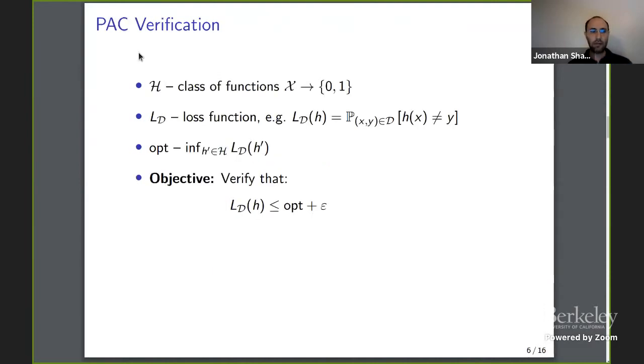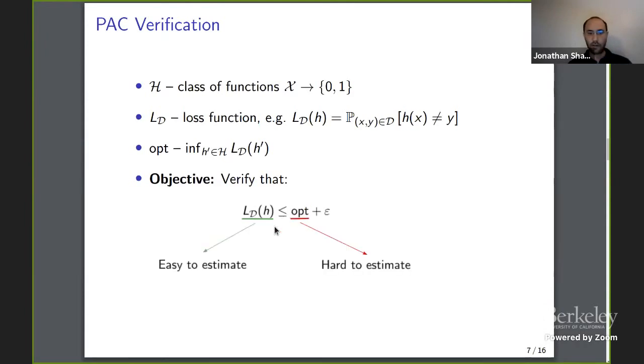Inspired by the definition of PAC learning, probably approximately correct learning, from learning theory, we propose a definition of PAC verification, which goes as follows. There's some class H of functions from a domain X to labels 0, 1, and there's a loss function, which for each hypothesis in the class tells us how well or badly it performs in predicting the labels. The objective is to get low loss. And there's this number, opt, which is the best possible loss that one can achieve using a hypothesis from the class H. So this is the minimal possible loss. The objective of the verifier is to output a hypothesis that with high probability satisfies this inequality, which says that the loss of the hypothesis is nearly optimal. It's at most epsilon worse than optimal.